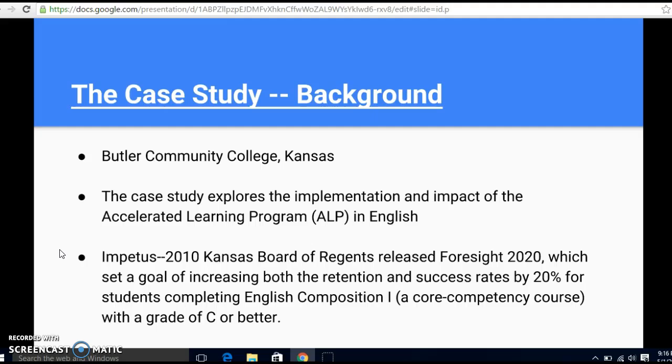The impetus for this case study and for the ALPs being brought to bear really is rooted in the 2010 Kansas Board of Regents releasing Foresight 2020, which set a goal of increasing both the retention and success rates by 20% for students completing English composition, which is a core competency course, with a grade of C or better.